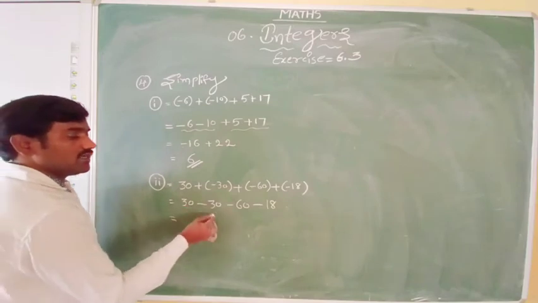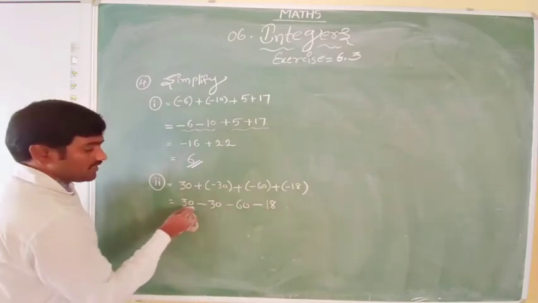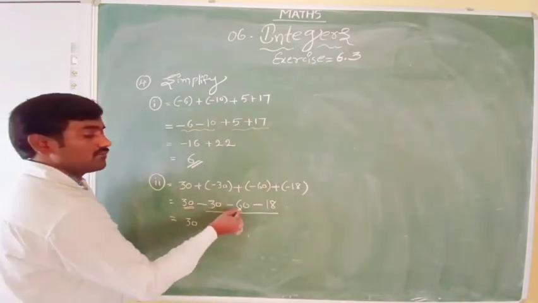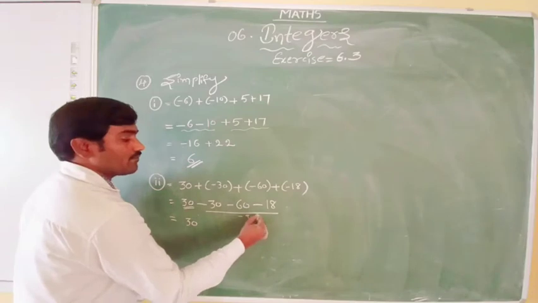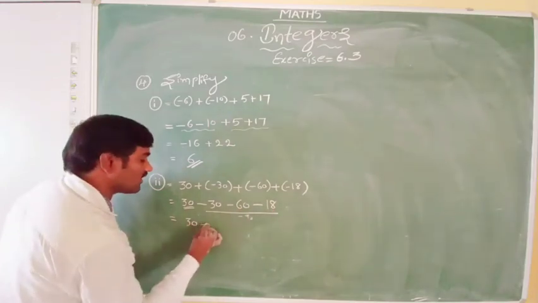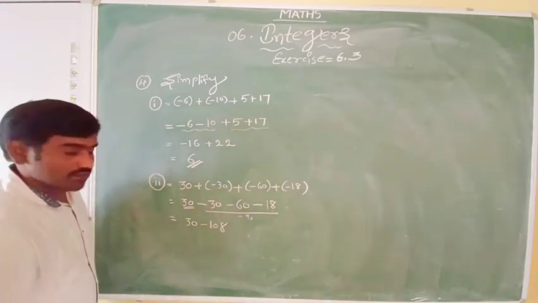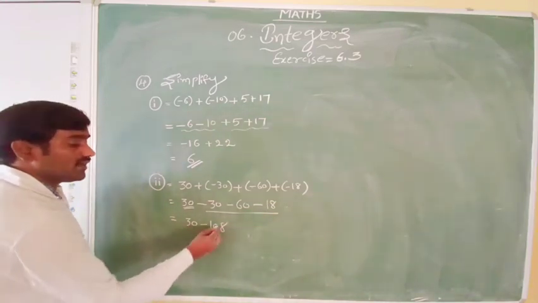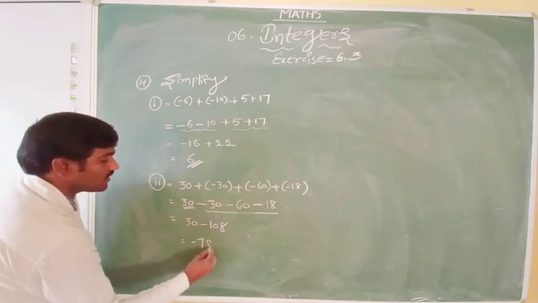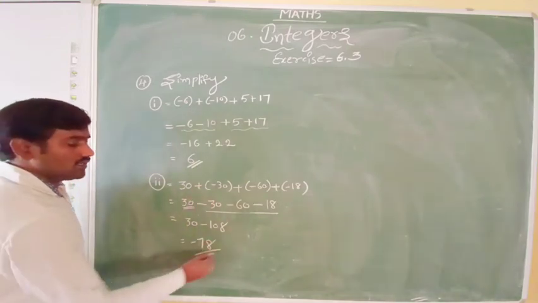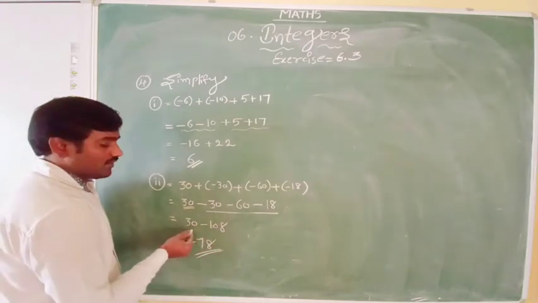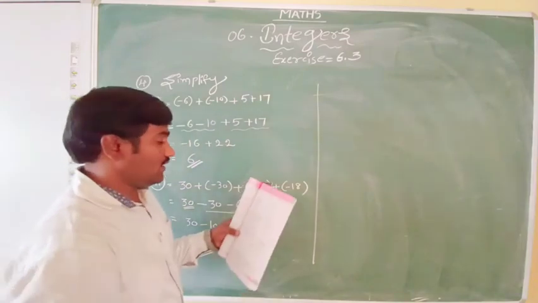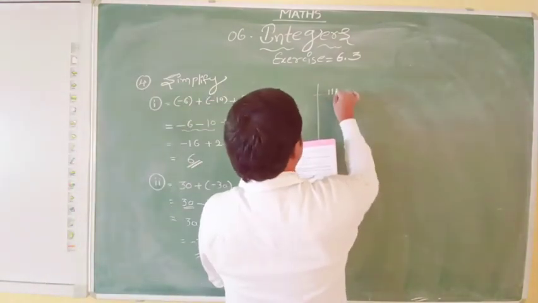Here there is a plus 30. The plus number you write as it is. All these minus numbers you add. Minus 30 minus 60 is minus 90. Minus 90 minus 18 is minus 108. So 30 minus 108 is minus 78. From 30 you subtract 108, you get minus 78. And there is a third problem.